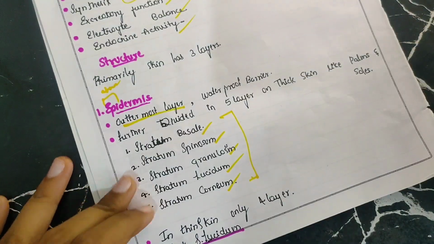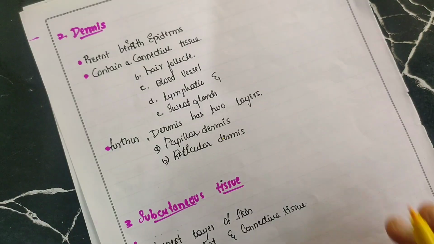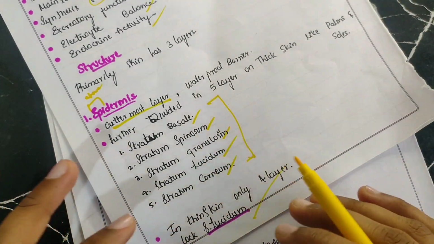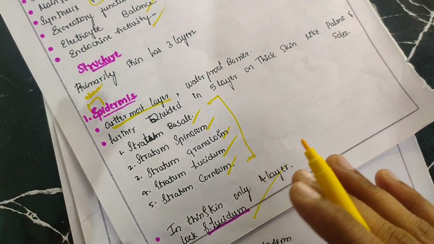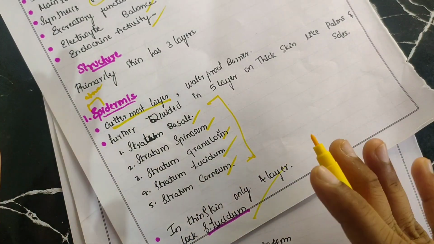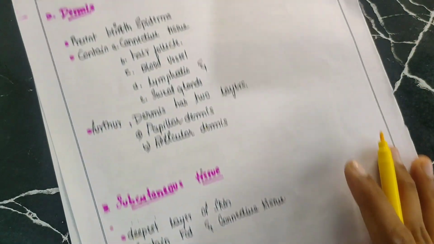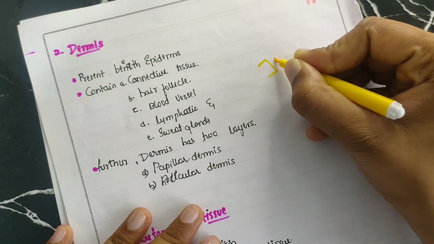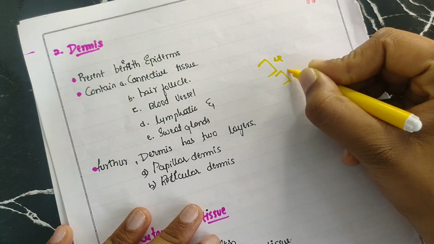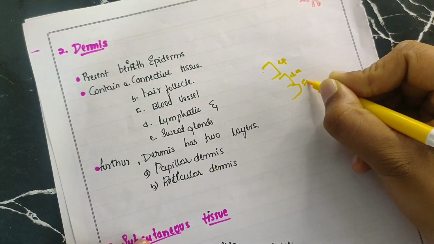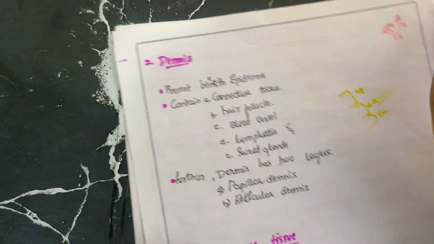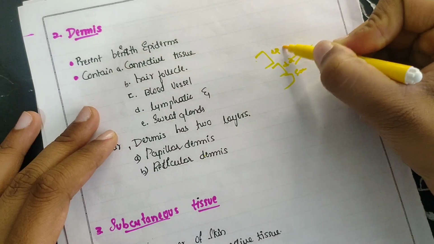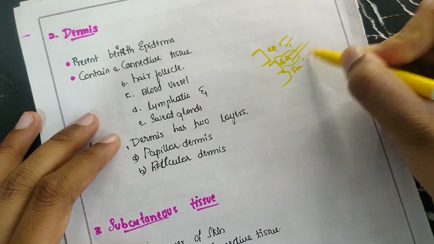And we'll see about the dermis now. Epidermis is done, it has 5 layers, and the difference between the epidermis of thick skin and thin skin we have discussed. Now we'll be seeing about the dermis. This will be epidermis, then dermis, then subcutaneous tissue. The dermis is the second layer, present beneath the epidermis.